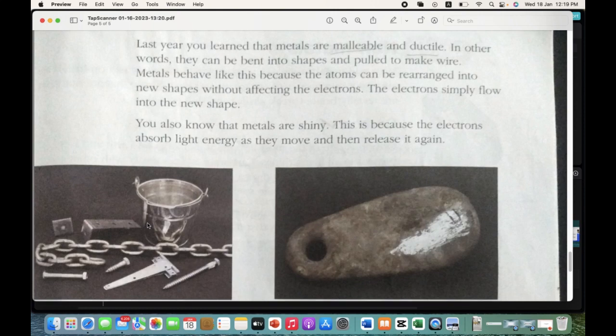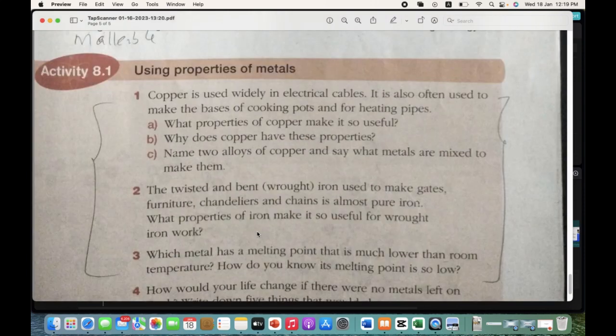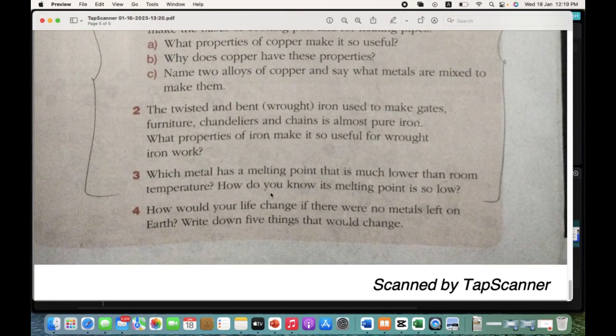We also say metals are shiny. One of the properties of metals is that they are shiny. This is because the electrons absorb light energy as they move and they release it again. So this is the first part of today's class.